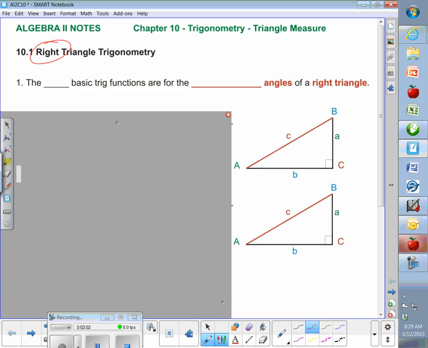So let's get started here. The three basic trig functions are for the acute angles of a right triangle. So the three basic trig functions are only for the acute angles, all right? Acute angle, angle less than 90 degrees, which would be angle A and angle B in both of these examples, not angle C. Angle C is 90 degrees. You can't use the trig functions on the 90-degree angle. It's not for them. It's for the acute angles of the triangle.